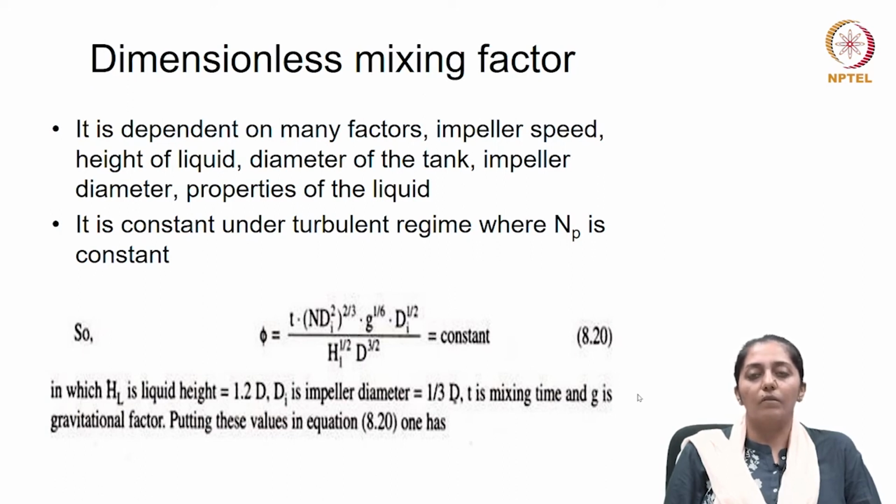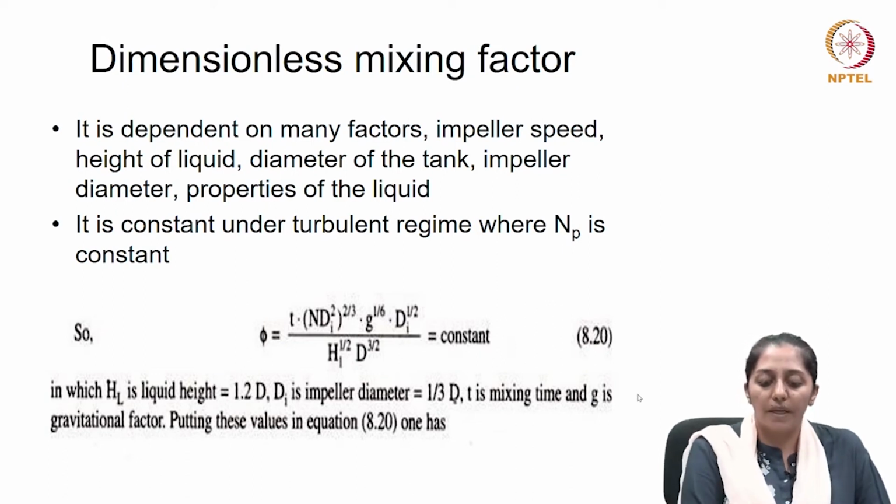Now this is dependent on many factors like the impeller speed, height of the liquid in the vessel, diameter of the tank, impeller diameter, and the properties of the liquid. So it is to be constant under the turbulent regime where the power number is constant. So the dimensionless mixing factor can be considered as constant in the turbulence regime where we know the power number is also constant.